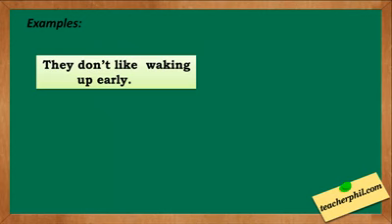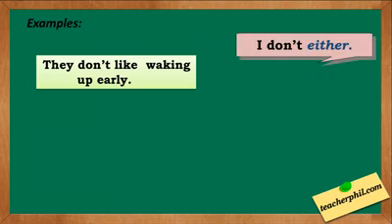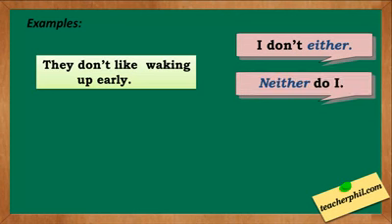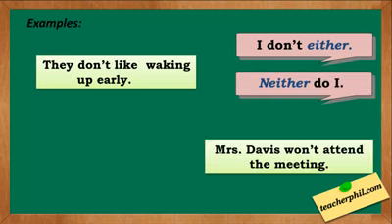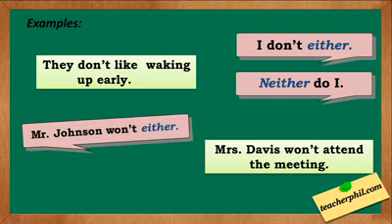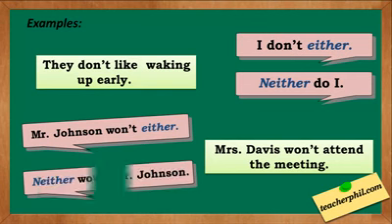Examples: They don't like waking up early. I don't either. Or, neither do I. Mrs. Davis won't attend the meeting. Mr. Johnson won't either. Or, neither would Mr. Johnson.